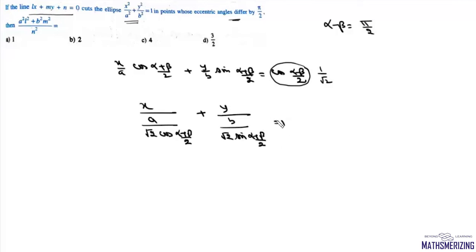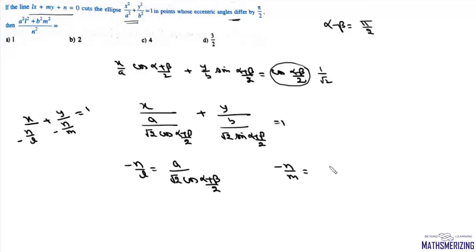So we have expressed it in terms of intercept form. So we'll write this line in intercept form. We can write this as x upon n by L plus y upon n by m, and this is equal to minus 1. So we'll take this minus with n. So we compare, we can write minus n by L, it is a upon root 2 cos alpha plus beta upon 2, and the same way we can write minus n upon m, and it is b upon root 2 sin alpha plus beta upon 2.